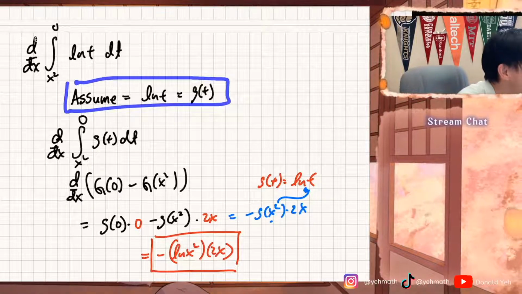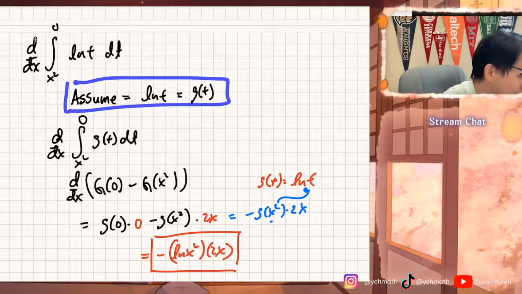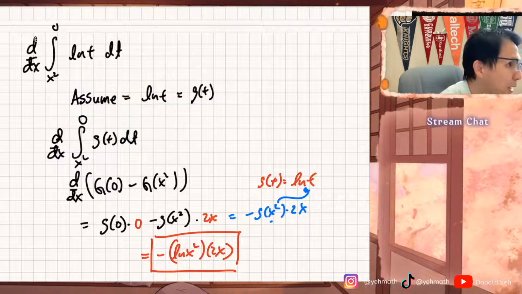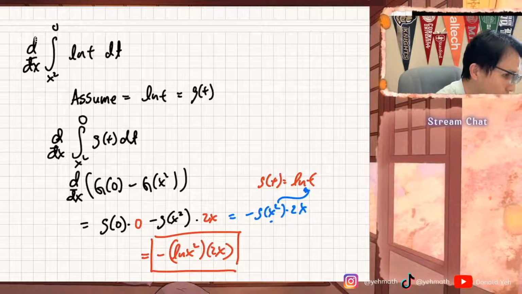Okay, so this assuming part is actually very, very important, because you don't have to be able to take the integral of that function. We just assume it's a small g of t, and we integrate that.